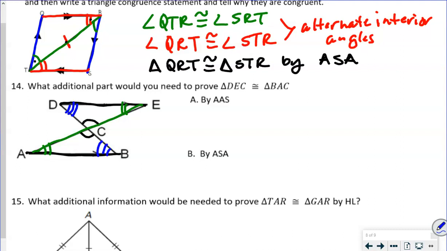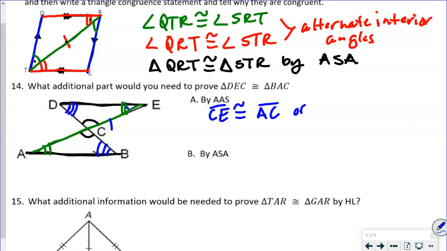So it's saying what additional part would you need to prove that triangle DEC is congruent by angle, angle, side? Truthfully, if we want angle, angle, side, then we could say CE would have to be congruent. Again, angle, angle, side, so we would go angle, angle, side, right here. It'd have to be that side, right? So CE would be congruent to what? AC, right? For that one.